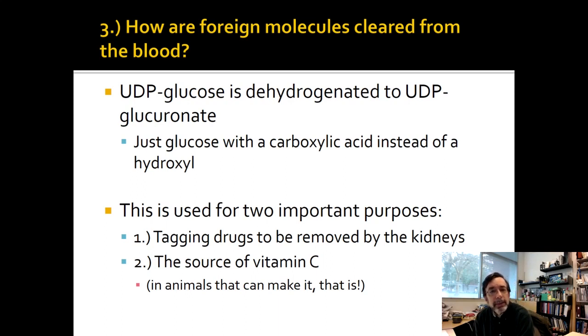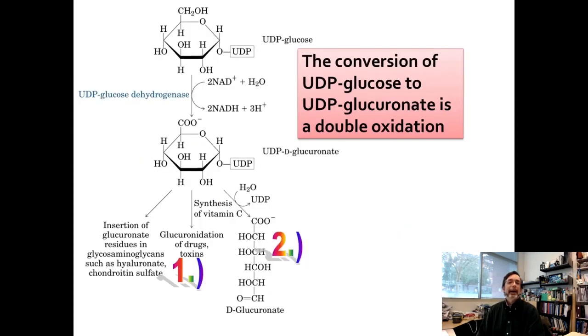It turns out that UDP glucuronate is used for two purposes: tagging drugs to be removed by the kidneys, and it's also the source of vitamin C in the animals that can make it, which is not us, by the way. Most mammals can actually make vitamin C, but we had enough in our diet that evolution just decided it was needless and threw away that gene, because it decided that we would be eating enough. We survived well enough until we started going on long sea voyages, and then it turns out, oh, we need vitamin C in our diet. So they figured that out pretty fast. So that's the whole vitamin C story.